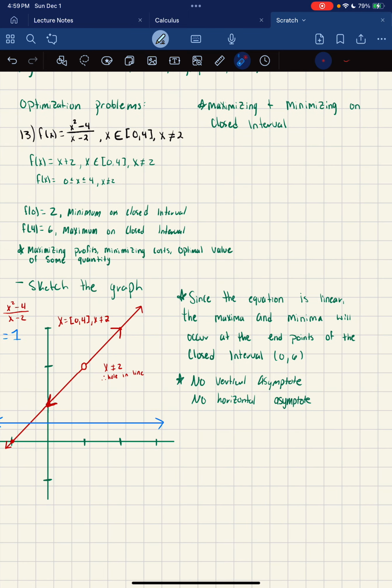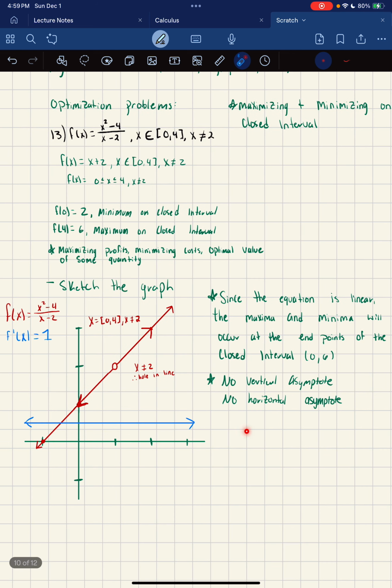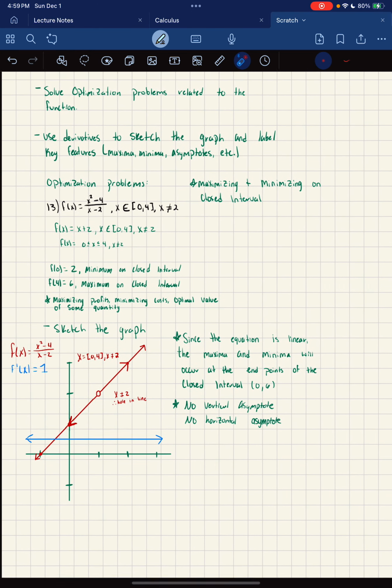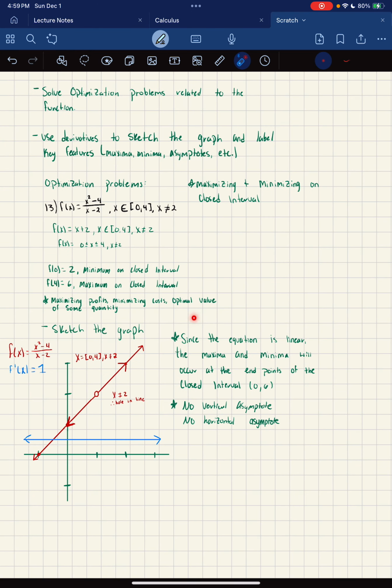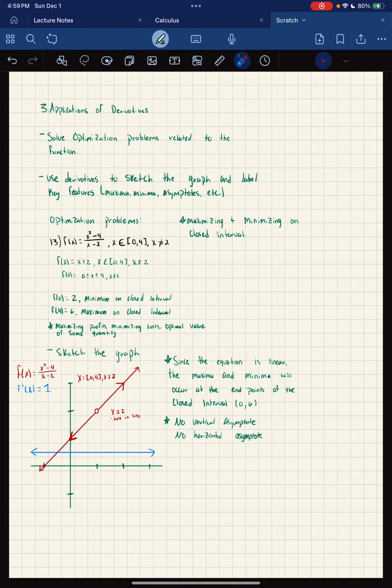Since the equation is linear, the maxima and minima will occur at the endpoints of the closed interval. My minima would be 0. I'm lying. My minima would be 2, and my maxima would be 6. I did put a 0 here, and that is incorrect. Now, I do not have a vertical asymptote, nor do I have a horizontal asymptote. Like I said, I wasn't too sure if this part, the optimization problems, is correct, but I just did not know what to reference back to.